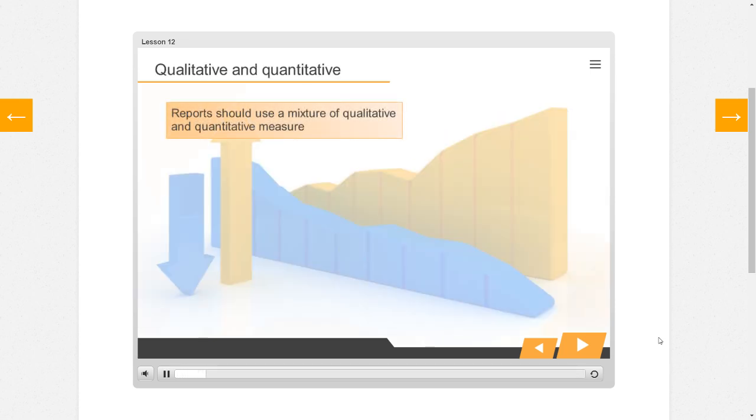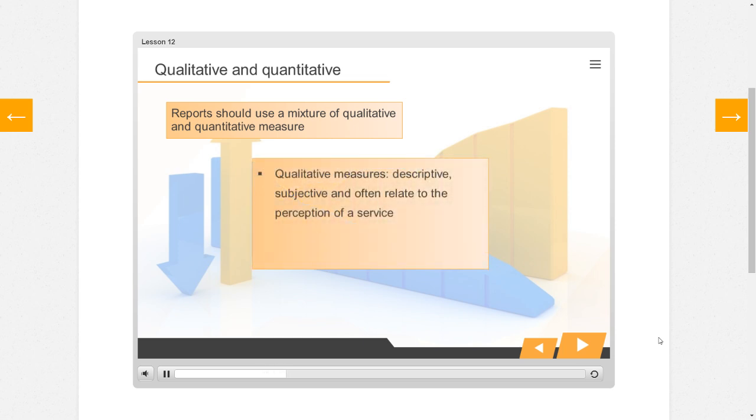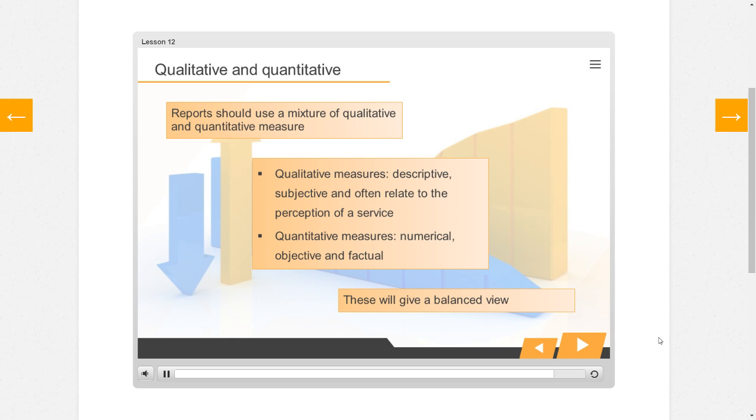A mixture of qualitative and quantitative measures can also help reports to be more effective. Qualitative measures are descriptive, subjective, and often relate to the perception of a service, for example, customer satisfaction surveys. Quantitative measures are numerical, objective, and factual, for example, service downtime or service targets achieved. Using a mixture of qualitative and quantitative measures provides a balanced view of how a service is performing.